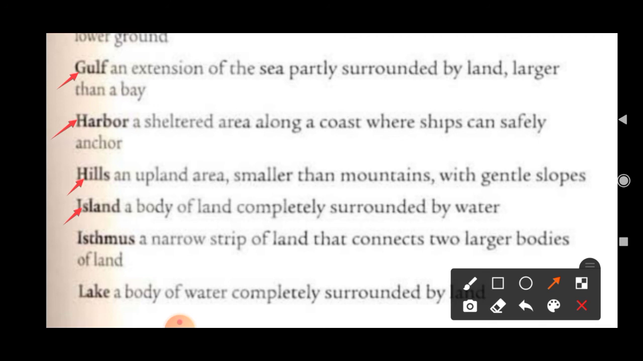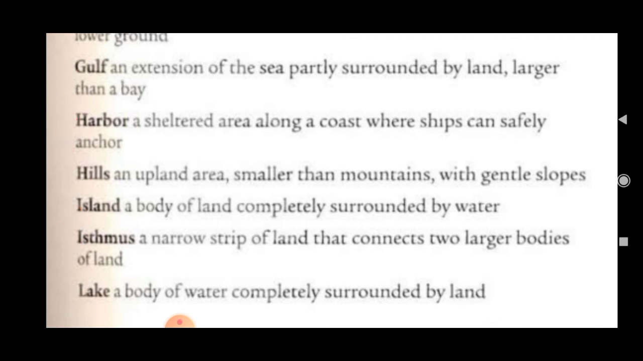And the next word is isthmus. A narrow strip of land that connects two larger bodies of land. And the next word is lake. A body of water completely surrounded by land is known as a lake.